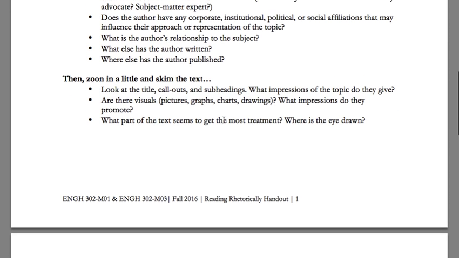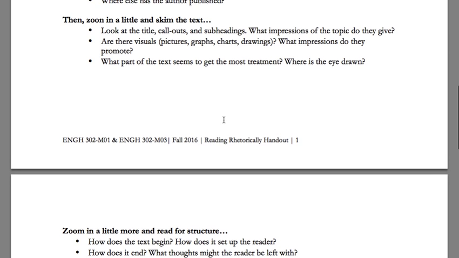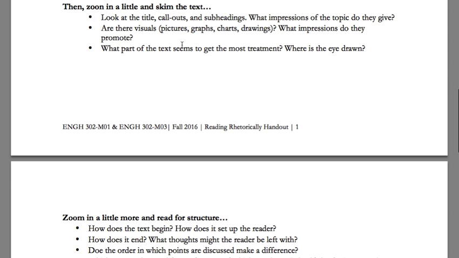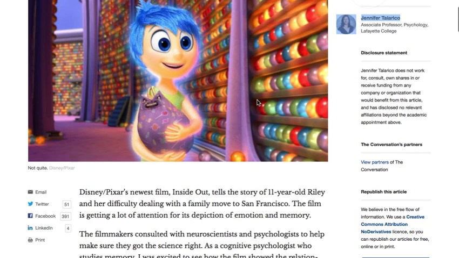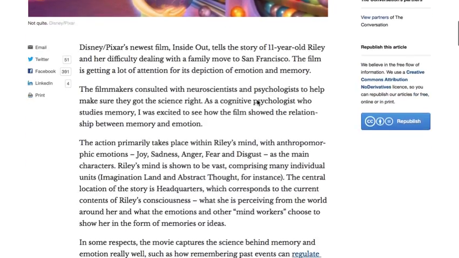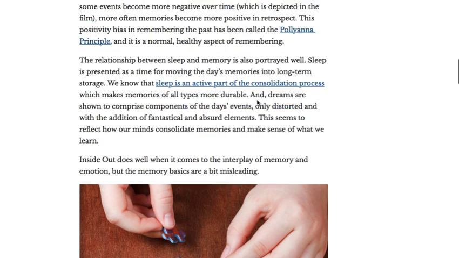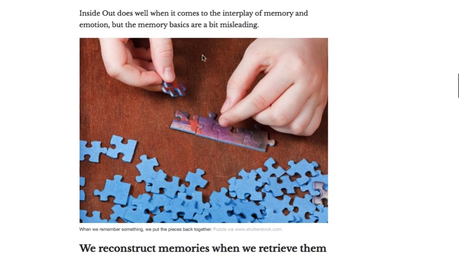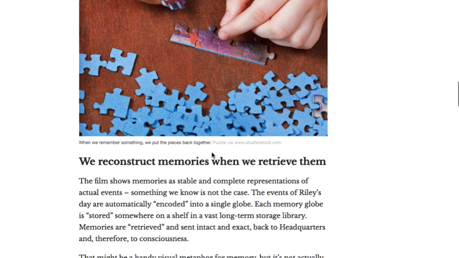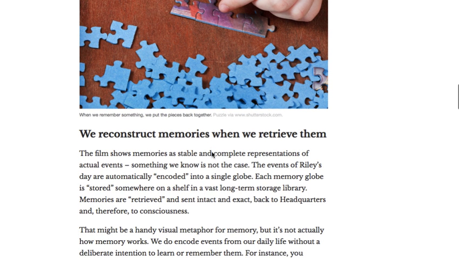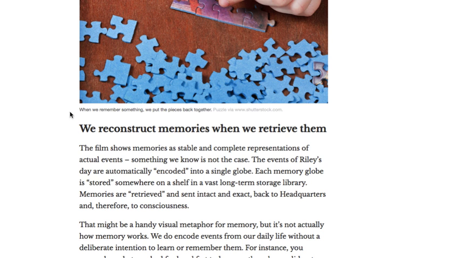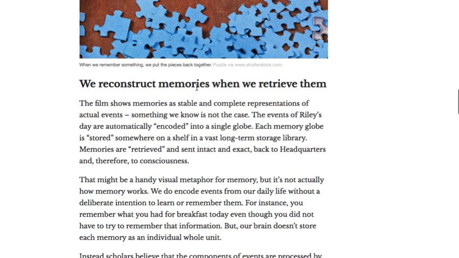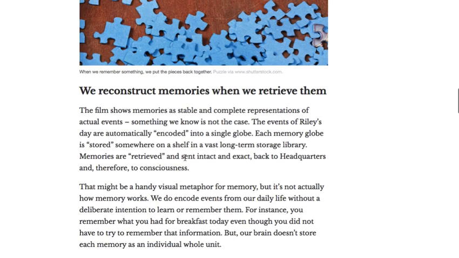So we can get a sense of what she has done as an academic, the things she's written and writes about. And then, the Reading Rhetorically handout asks us to do things like skim the text, get a sense of what it does, where it's going. This is a good pre-reading activity for anything. There's this idea of puzzle pieces here, even before we read the text itself, and it says, we remember something, we put the pieces back together like a puzzle. We've got subheadings here. We construct memories, then we retrieve them. We reconstruct memories, then we retrieve them, connected to this idea of puzzle pieces.